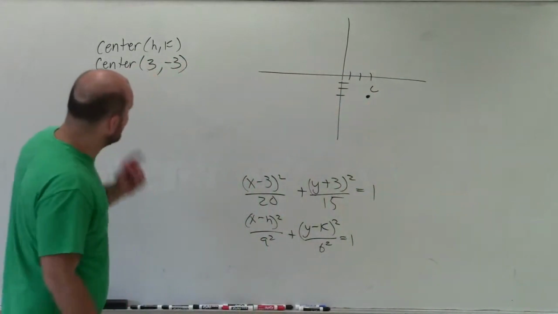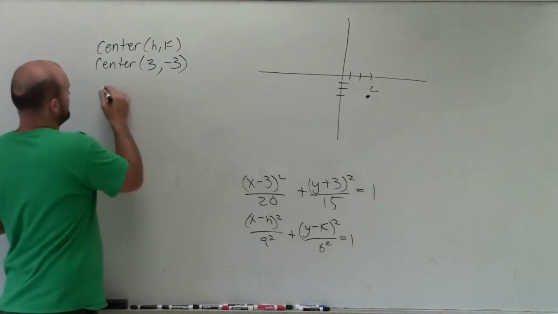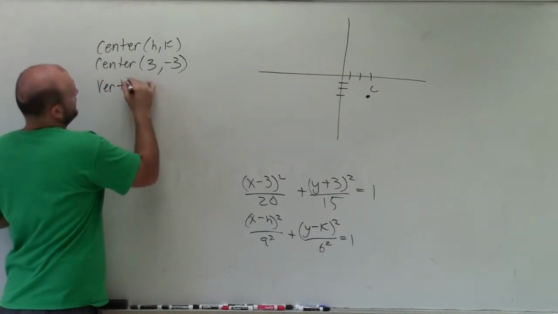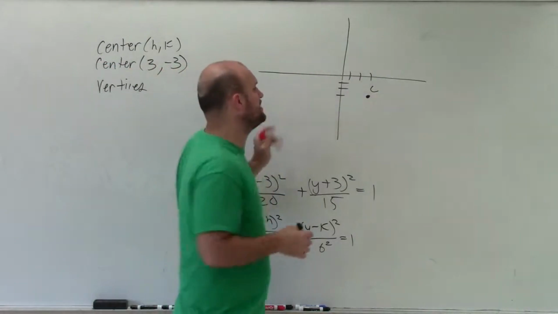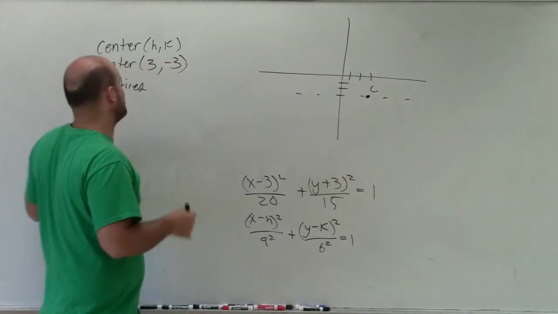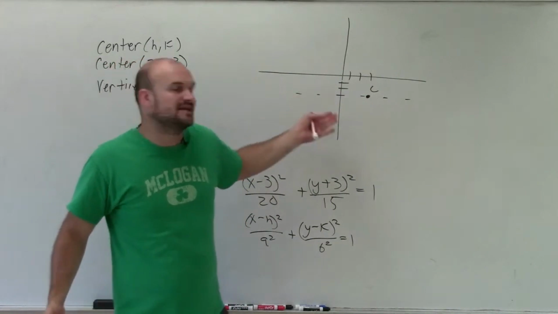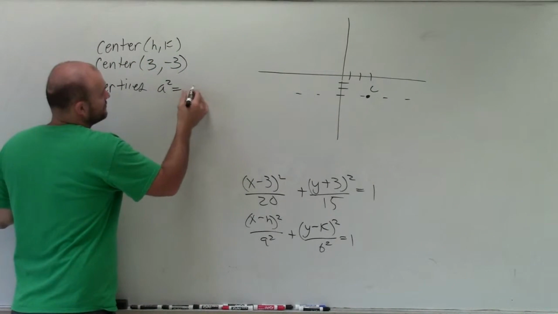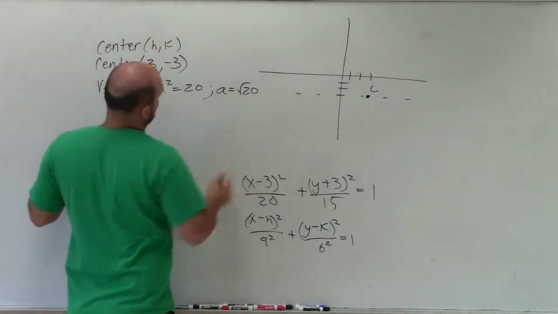All right, so the next thing is determining your vertices. Ooh, we have to find foci too. Okay, so the vertices have a distance from the center on, now remember, our major axis is horizontal, right? So we're going to go left to right. The distance from the center to a vertex is the distance of a. So I need to figure out what a is. Right now I know a squared is equal to 20. So a is equal to the square root of 20.